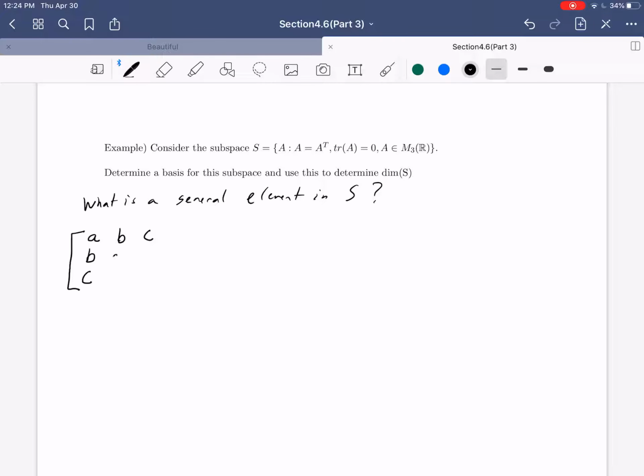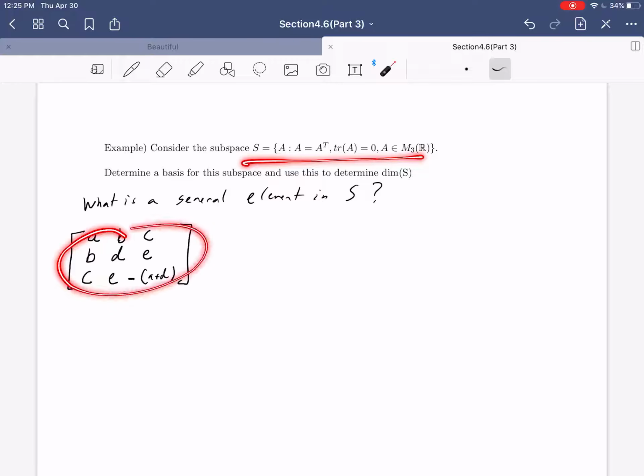We can place anything we like here, because those are only 2 of the diagonal elements, but once we place those 2, this element right here is determined for us because it has to guarantee that the trace is going to be 0. Then, of course, we can place anything we like here, and it has to go there so it remains symmetric. So that's what a general element in this subspace looks like, right? We get the free choice of A, B, C, D, and E, and these other components are determined for us.